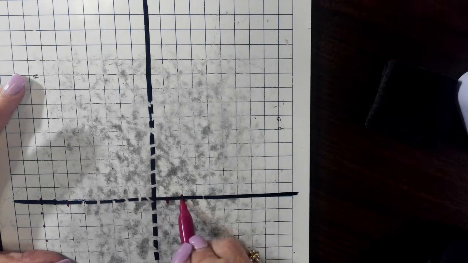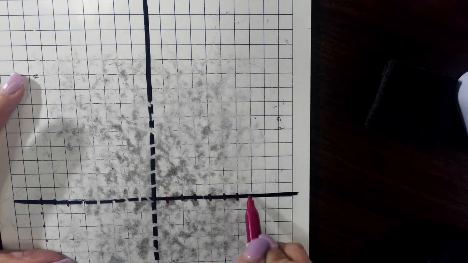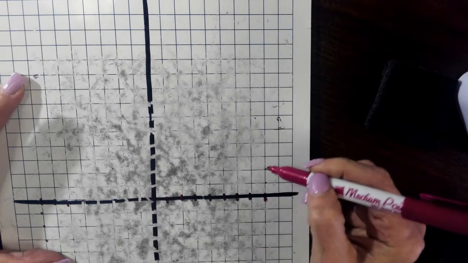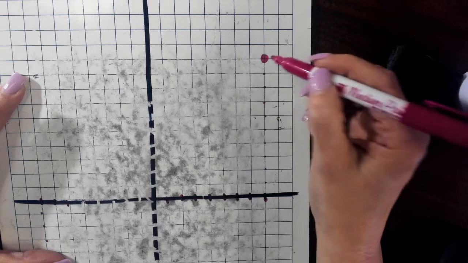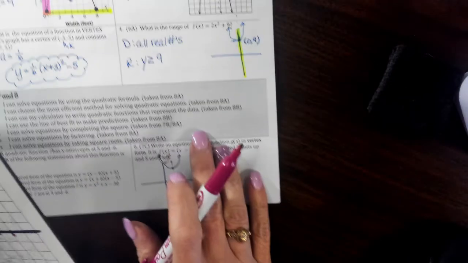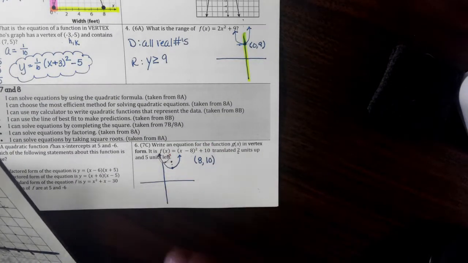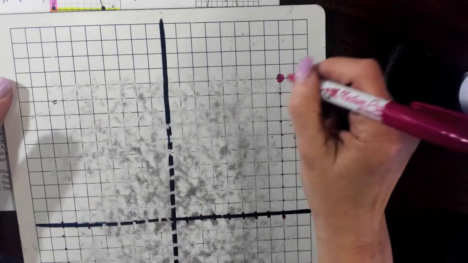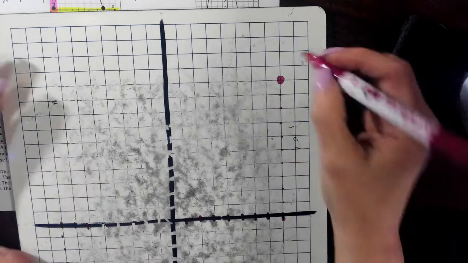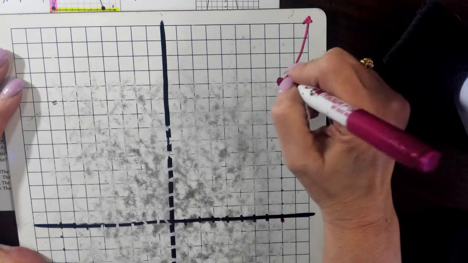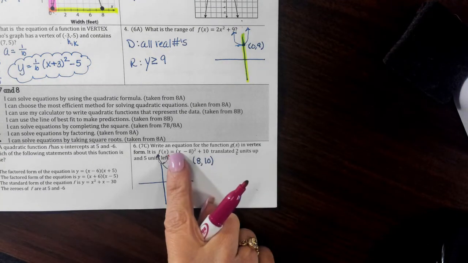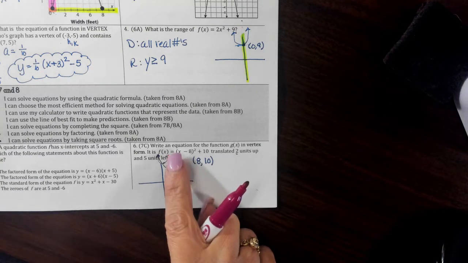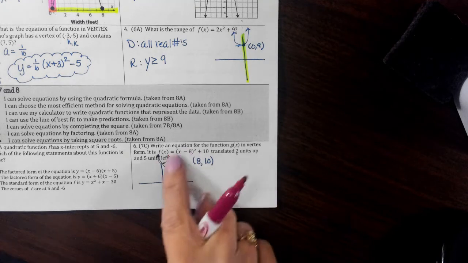So 1, 2, 3, 4, 5, 6, 7, 8. 1, 2, 3, 4, 5, 6, 7, 8, 9, 10. That's my vertex. The vertex is at 8, 10. Here's what it wants me to do. And it doesn't matter if my parabola goes up or down. That part doesn't matter. I know that this particular one is a happy graph because the A is +1, so it's a happy graph. If it was -1, it'd be a sad graph.